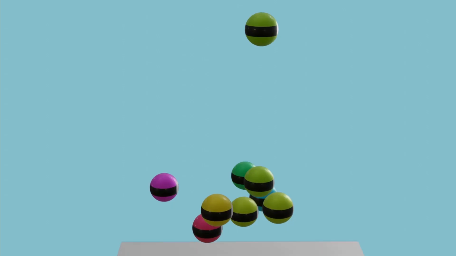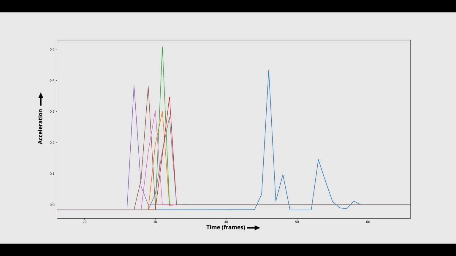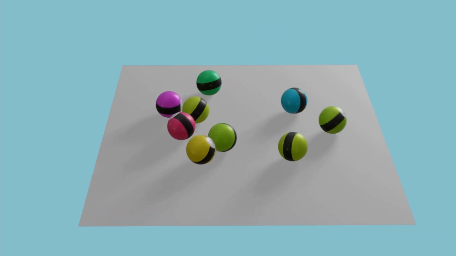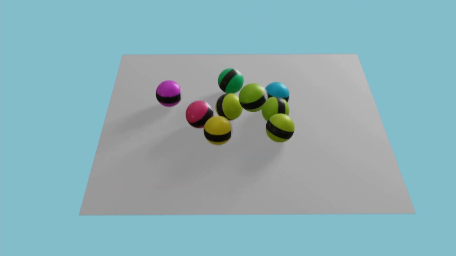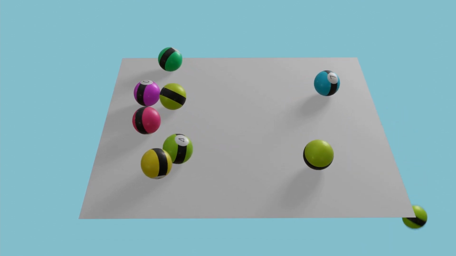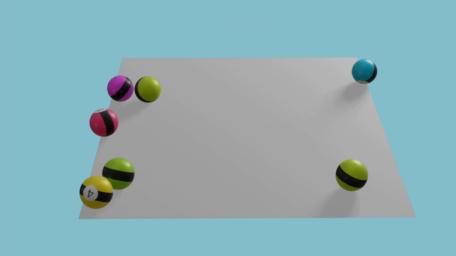Let's look at the example from before, of pool balls falling onto a surface. This graph shows the acceleration of each ball. Each spike means a collision. The software detects each collision between any two objects. It determines how hard they hit each other, and then places a sound effect into the film at exactly that moment. And the sound effect is at the correct volume. Here are some examples of cubes falling onto a surface.